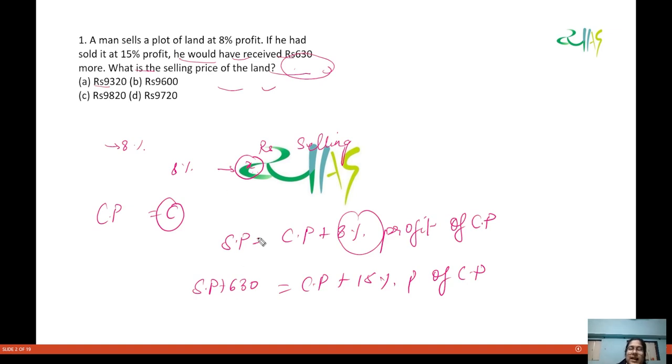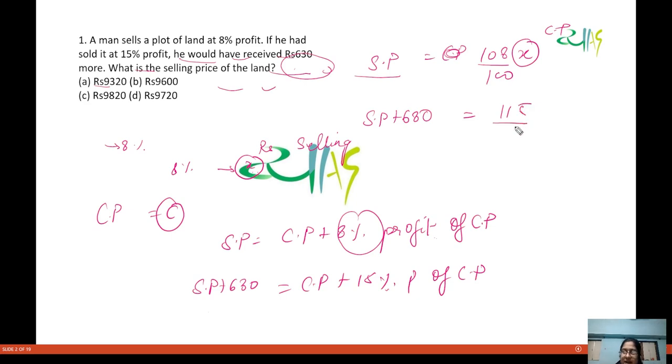Now see, there are two equations and there are two unknowns. You can definitely solve them. So let's solve them actually. What we can do here is, selling price is equal to cost price plus 8% profit. So basically 108 divided by 100 into x, and x I am assuming is the cost price. And selling price plus 630 is equal to what? 115 divided by 100 x, because it is 15% profit.